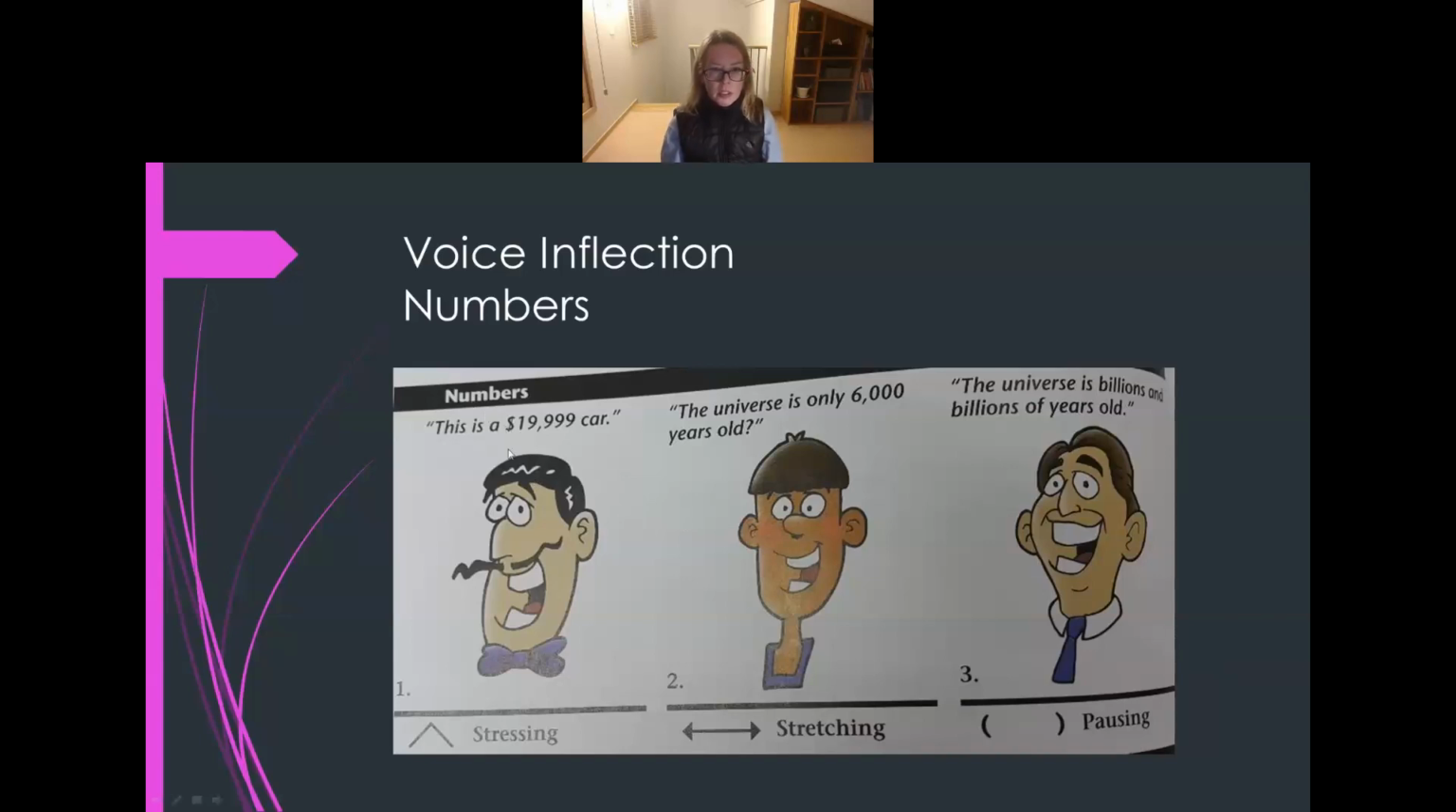So numbers, you could stress some numbers. This is a $19,999 car. Pretty cheap for a car, right? Stretching numbers. The university is only 6,000 years old. So you could stretch numbers that way. And then here we're going to pause. So the universe is billions and billions of years old. Those are some examples of things that you can do with inflection, with numbers.